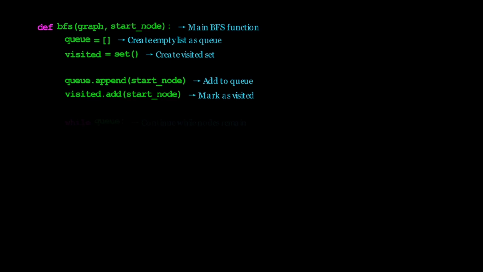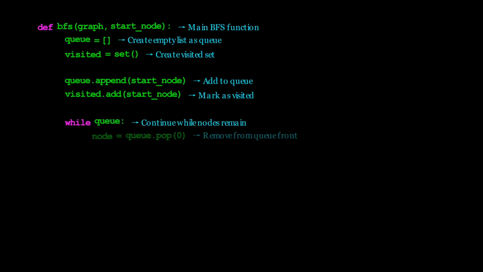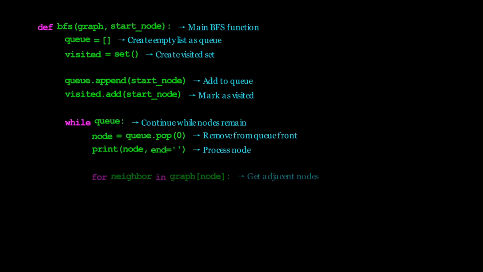Next, we have the heart of BFS in this while loop. We use pop(0) to remove the front of the list. This gives us FIFO, first in first out, queue behavior. Each node we pop gets printed, showing our traversal order.